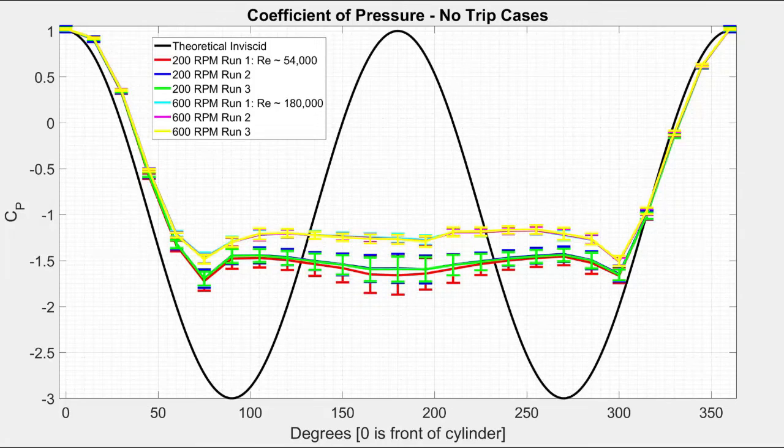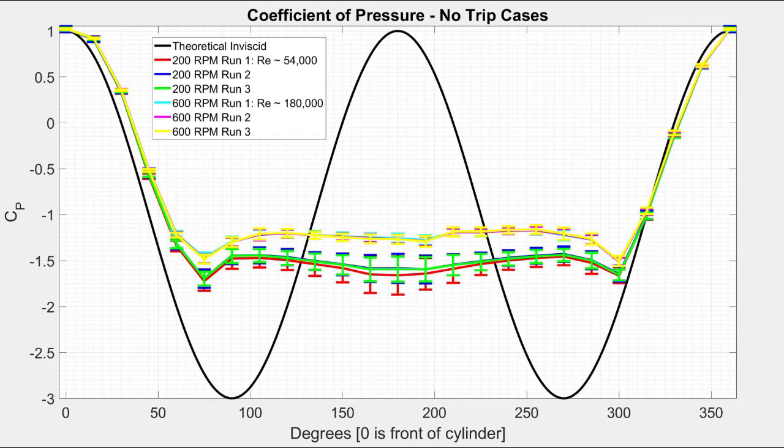The image seen now displays our coefficient of pressure for the runs without a trip strip. Note the two Reynolds numbers: for 200 RPM, 54,000, and for 600 RPM, 180,000. As discussed earlier, both of these are in the theoretical laminar range, though the upper value is very close to the low transitional regime. A couple things to note on this plot. Separation occurs on the top, left side of the plot, at about 72 degrees, where there is a clear bump in the trend for both RPM settings.